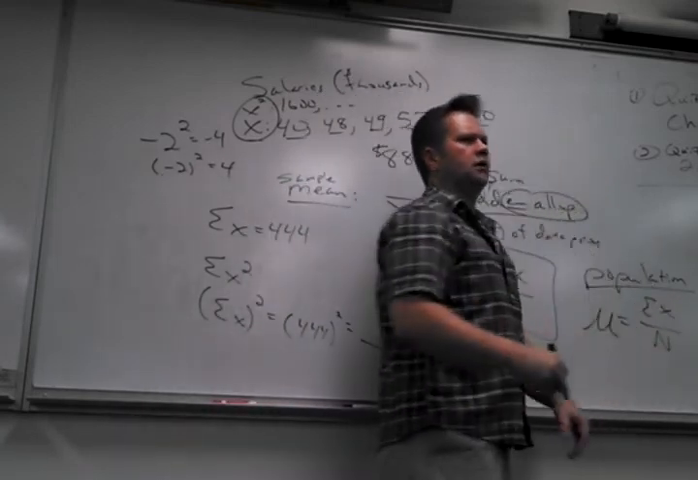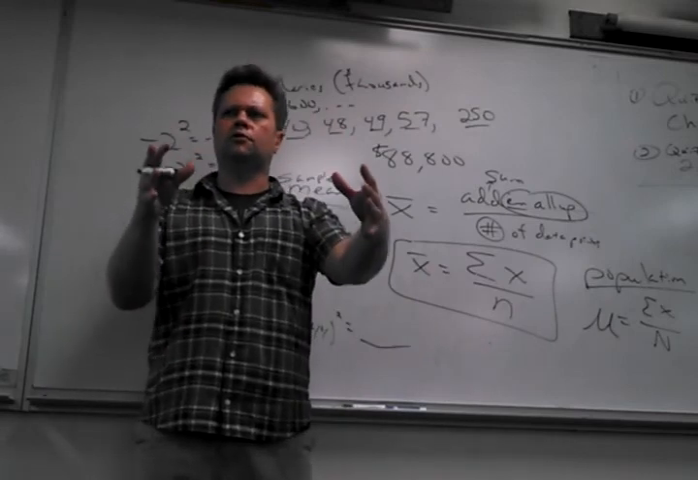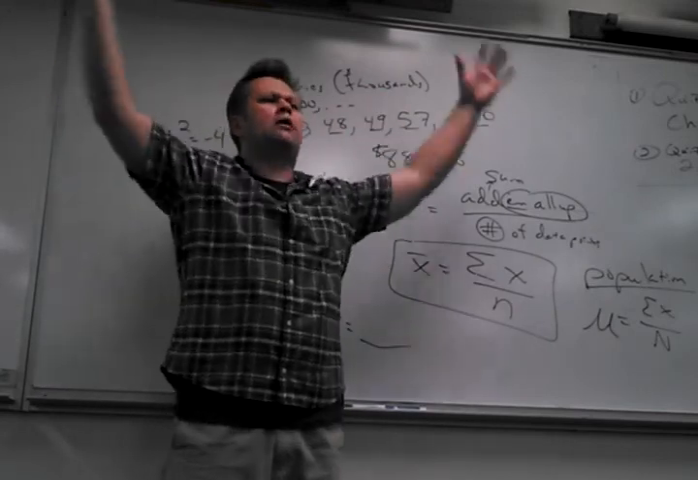And it's got the same formula. The book uses a capital N, but who cares? N is always the number of things you're looking at. So it uses a capital N because it's the whole population.